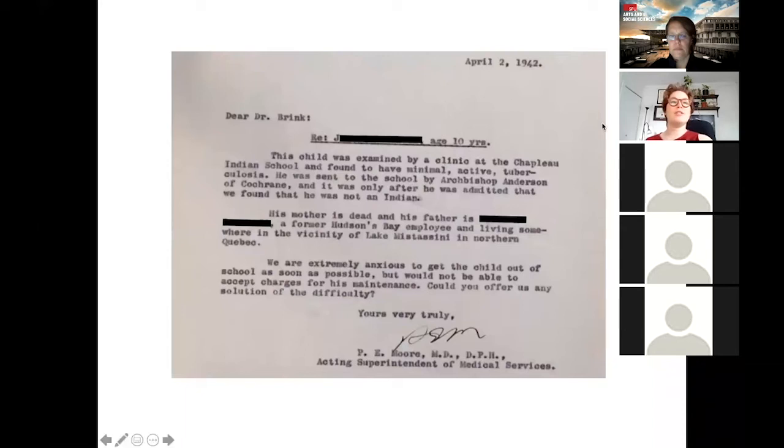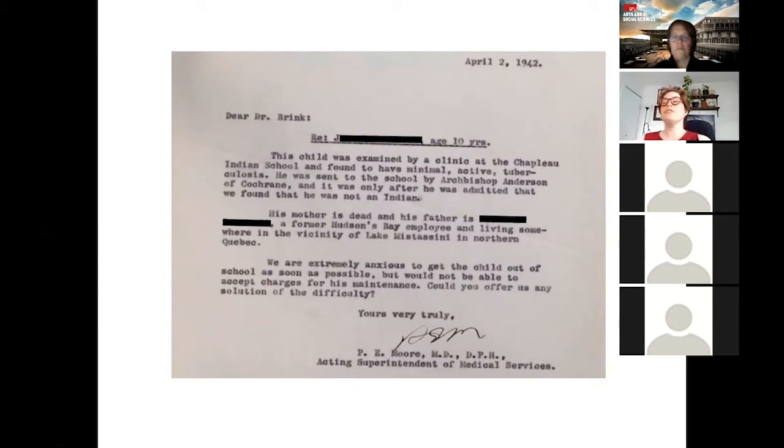So here we can see another follow-up to this letter, talking about how the child was ultimately found to have minimal tuberculosis, and that one of the challenges that they ran into is that only his father was Indigenous and not his mother. And based on that, they decided that he was not the responsibility of the federal government. This meant that they refused to accept any charges for his treatment.